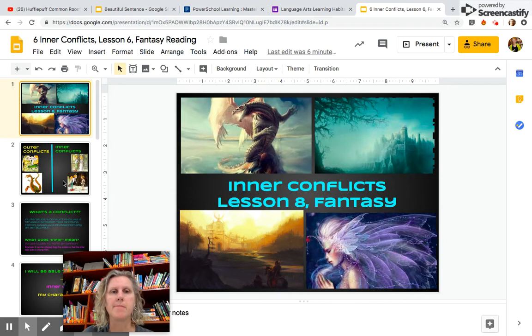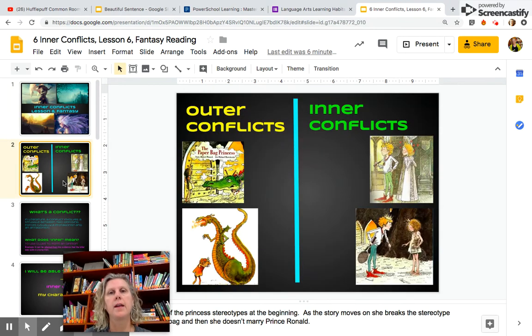All right. So in Paper Bag Princess, we have a really easy example. The outer conflict would be that she needs to rescue Prince Ronald and she's got to defeat the dragon, right? So that's like her quest, right? That's her job. That's what she needs to do. However, at the end, she really struggles with an inner conflict because after she rescues Prince Ronald, he turns out to be a total jerk. And so that's a bit of a struggle for her, right?